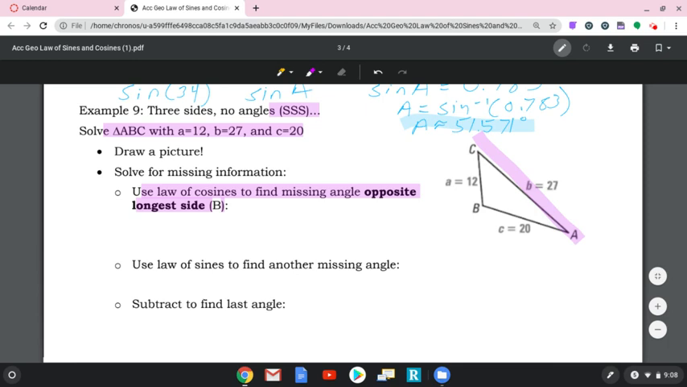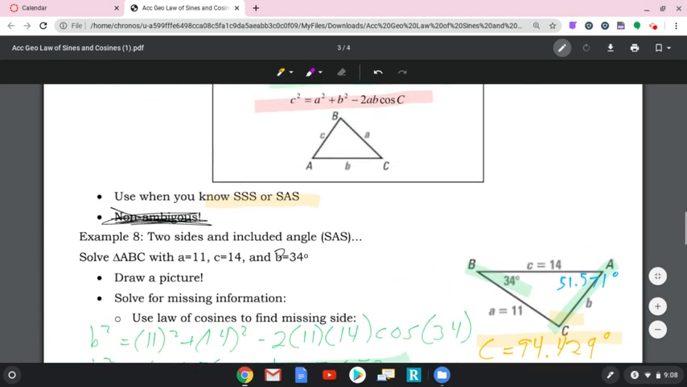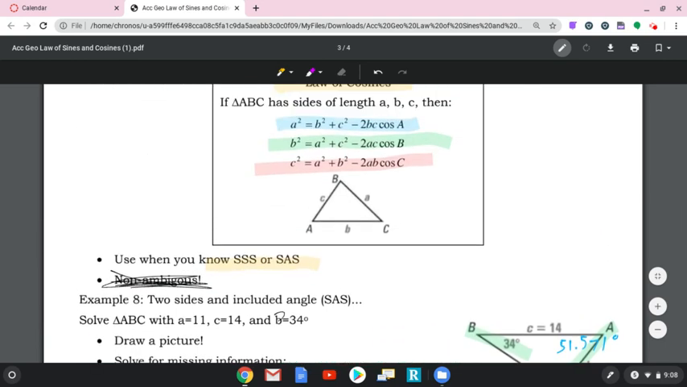So see how my longest side is B? That means we're going to find angle B first. And if I'm finding angle B, I go up here and I say, what equation do I have to use? I have to use that second equation because that has the angle B in it.